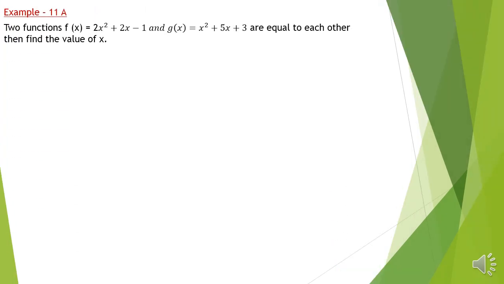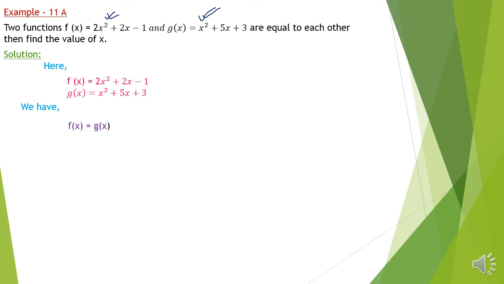Another, 11a. 11 has 2 questions, a and b. Now these two functions are equal functions, and we have to find the value of x. Equal functions f and g are given and are defined separately, but still they are equal functions. Solution here. fx is equal to x square plus 2x minus 1 and gx is x square plus 1. According to the question, we have fx is equal to gx because it's given they are equal functions.